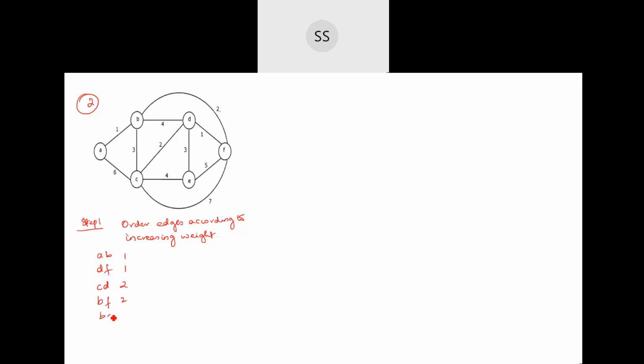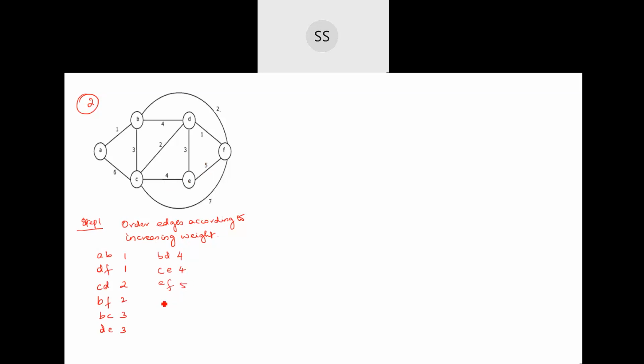Then I have BC which has got value 3. Then I've got DE which has got value 3. Okay, now any other edges which has got value 3? No. Next, I don't have space, so I'll write it here. Next, I can write BD has got the weight value 4, CE has got the weight value 4, then I have got BD, CE done. Then do I have anything else? Yes, the next weight is 5. That is EF has got weight 5.